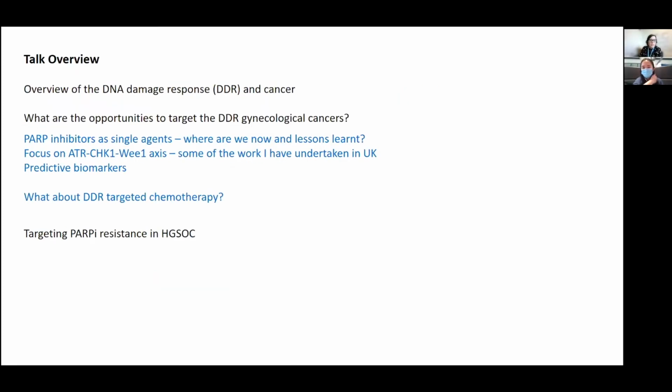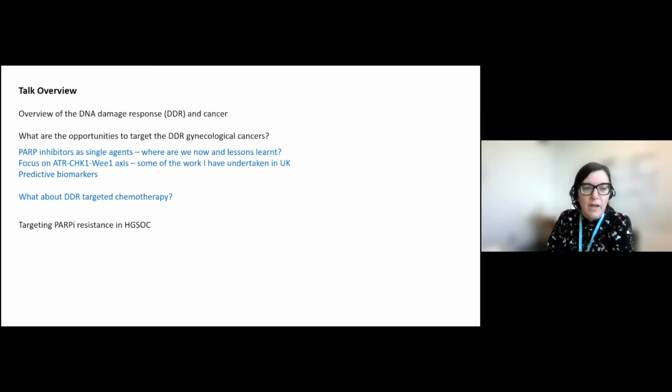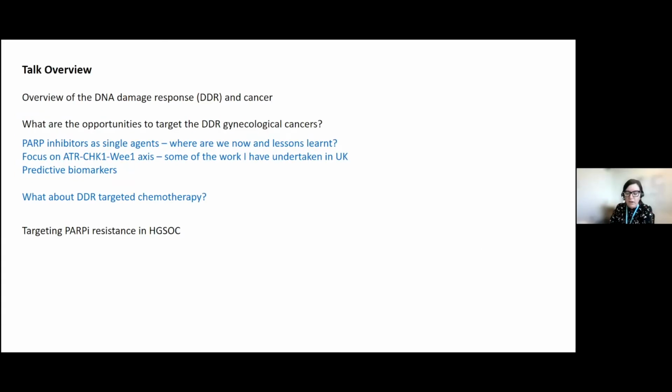So we're going to give you a brief overview of the DNA damage response in cancer, talk about what the opportunities are to target the DDR in gynecological cancers, kind of circle back to where we are with PARP inhibitors as single agents and what we've learned through developing these drugs, and then focus on not PARP, but the ATR CHEK1 WEE1 axis, and present some of the work that I've undertaken in the UK before starting here. And then move into sort of targeted chemotherapy as a thing, which I don't think many of us think about in terms of targeting the DDR. And then finally, just to touch back into PARP inhibitors and talk a bit about PARP inhibitor resistance.